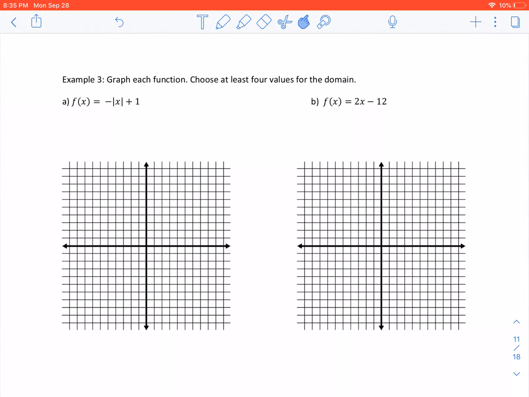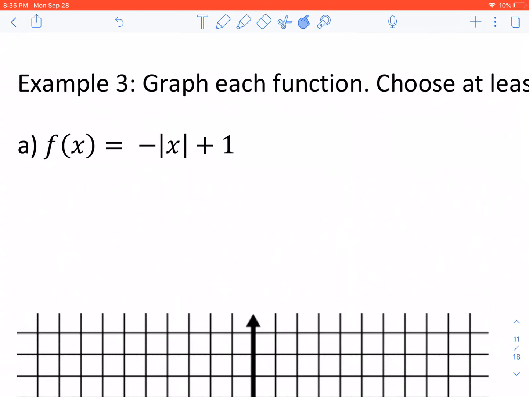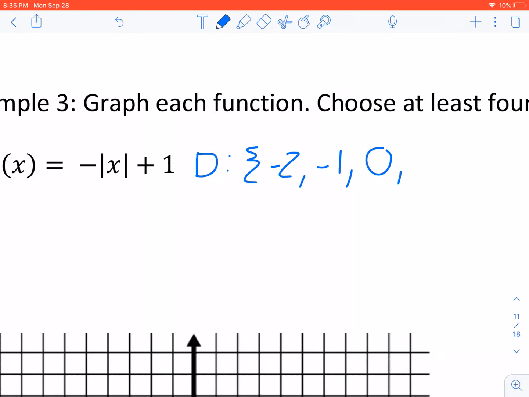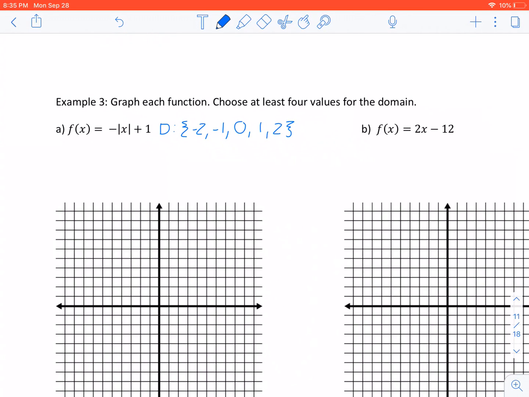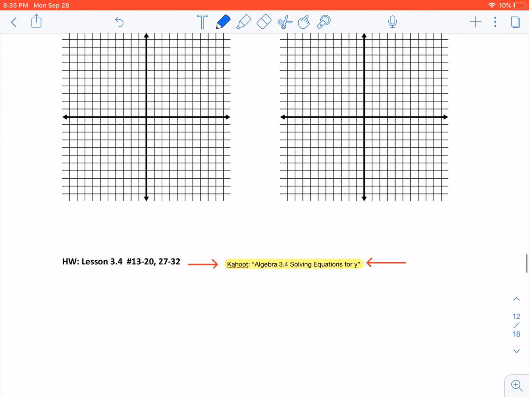Alright. These. The only difference with these is they don't give you a domain. If they don't give you a domain, the best set to use is negative 2, negative 1, 0, 1, 2. So on your test, they'll give you something very similar to this, and it won't give you a domain. You're going to say, what do I plug in? Remember, I told you right here, use negative 2, negative 1, 0, 1, 2. Nine times out of 10, that's a very good set of numbers to use. These are the exact same. You just come up with your own domain.